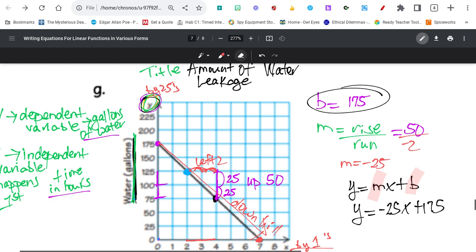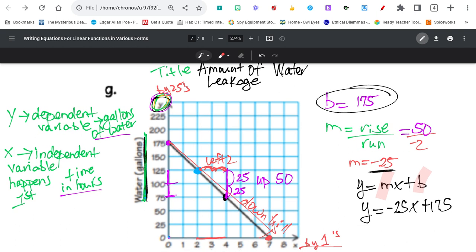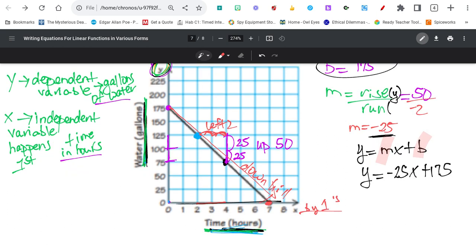So this negative 25, what does that mean? Some of you may have already guessed. What's this slope mean? Well, I'm going to go back. Rise was on the y-axis. Rise goes up and down like the y-axis goes up and down. So rise is associated with the y-axis. And your run runs left and right, like the x-axis.